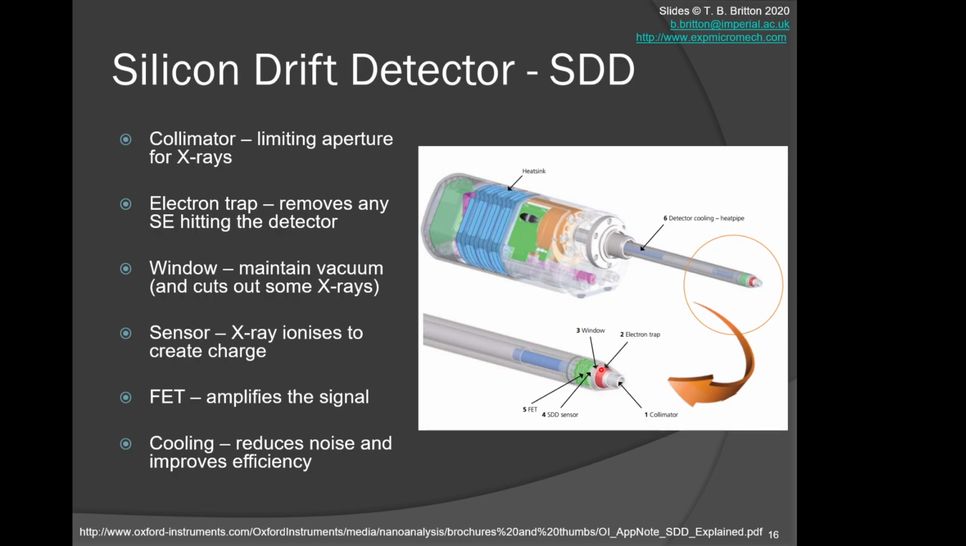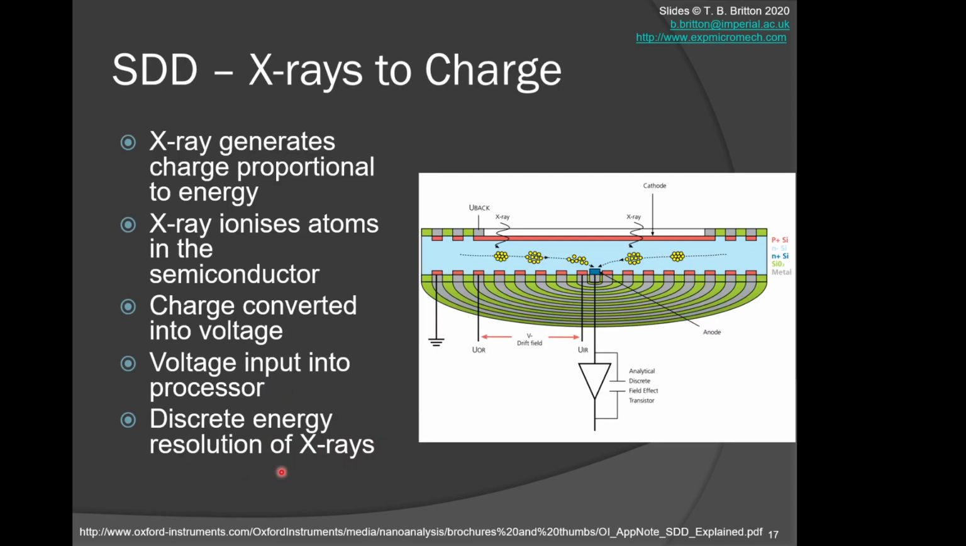In some systems, you may have a windowless detector. That means it's especially important that you do not contaminate the chamber, because you can get contamination building up on the surface of your detector, and it will reduce its quality over time. So the window will maintain the vacuum, and we'll see later it will cut out some X-rays. The sensor, the X-ray ionizes to create charge, and then we use the FET to amplify the signal. We have cooling in the system to reduce noise and improve efficiency of the detector.